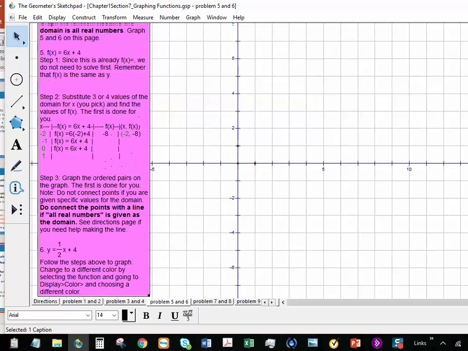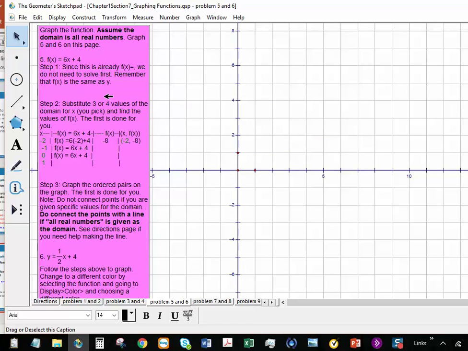And then here's the next couple of problems. Number 5. This one, the domain is going to be all real numbers. So on these problems, you can just go ahead and use the line tool to connect your points when you're done, because all real numbers would just be a line. And then here's some, you can pick these points. You don't have to pick these, but there's a table set up for you.